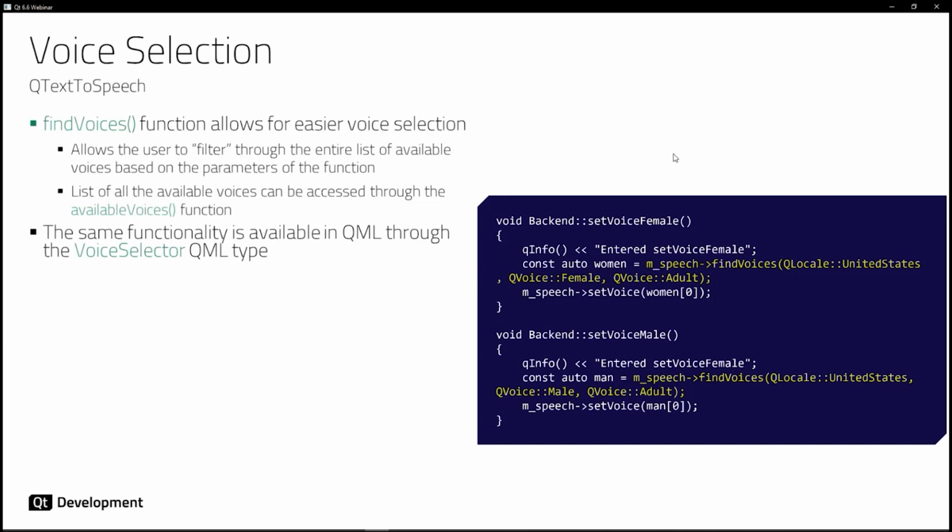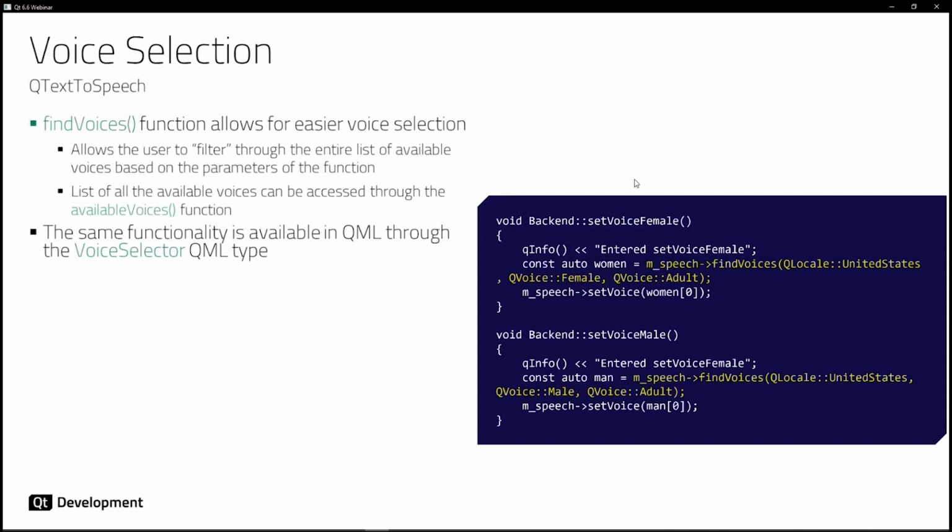All right, now talking about voice selection. So the new findVoices function will allow for some easier voice selection. So prior to the implementation of this function, we would typically use the availableVoices function, which would return a list of all the voices that are available from our operating system. However, now we have the findVoices function, which is essentially going to allow us to filter through this list and select a voice that we see as suitable for our current situation. This findVoices function is going to take a list of parameters, which are going to basically define the type of voice we're looking for.